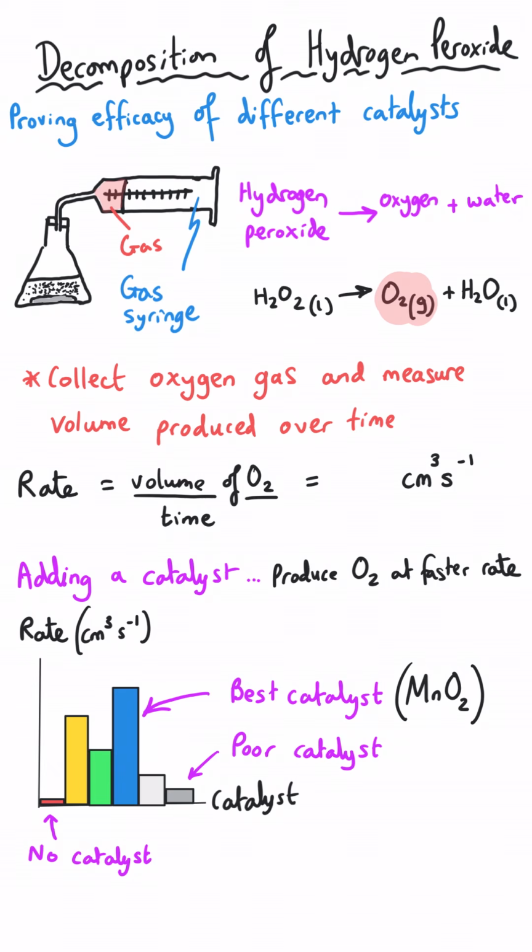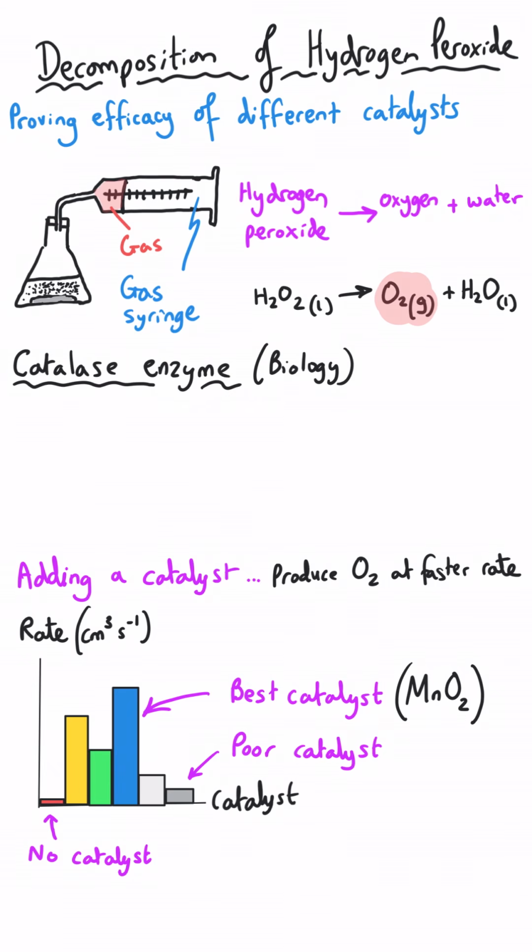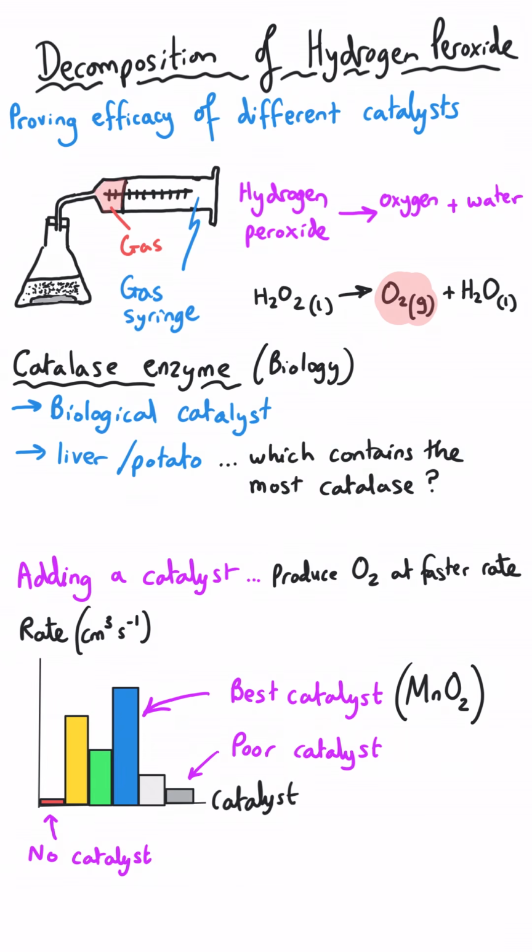You might also investigate this in biology as well by looking at the enzyme catalase, because this enzyme is acting as a catalyst and it is going to be present in things like liver and potatoes, and you can look at the effect that these different substances have on the decomposition of hydrogen peroxide and use that as a measure of the concentration of catalase enzyme present in different substances.